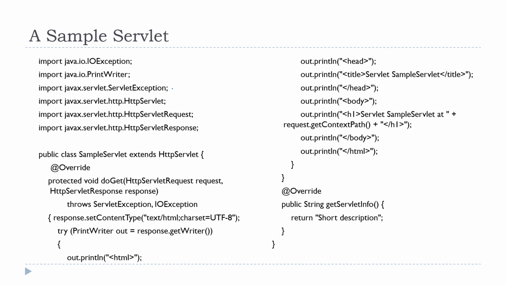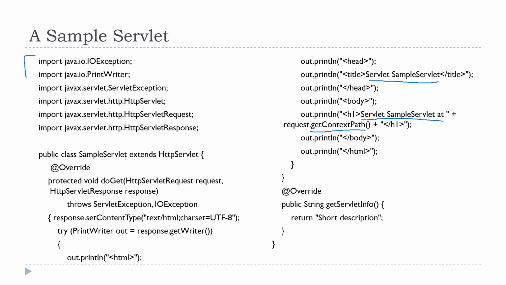In this lecture, we will take a look at a sample servlet. What this sample servlet does is it returns a response which is an HTML file, and in the response we are simply sending a web page where the title is servlet sample, the name of the sample servlet, and we are just printing the context path of the servlet.